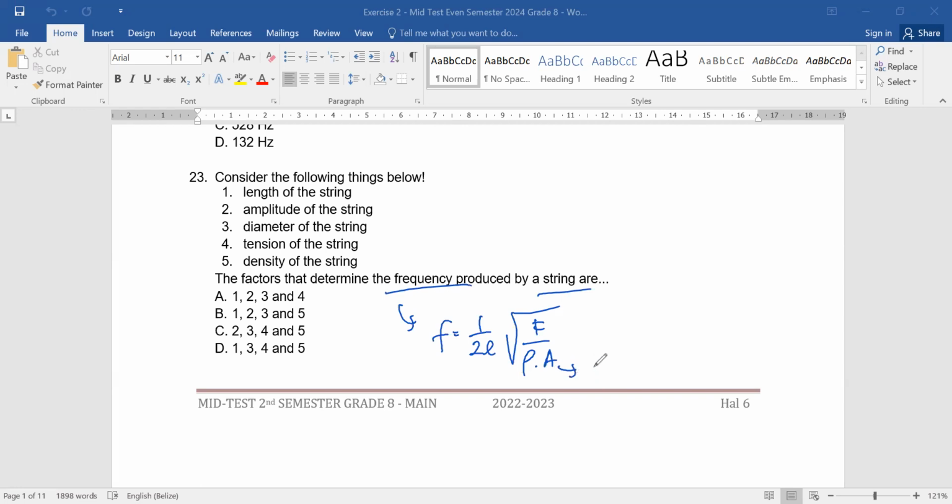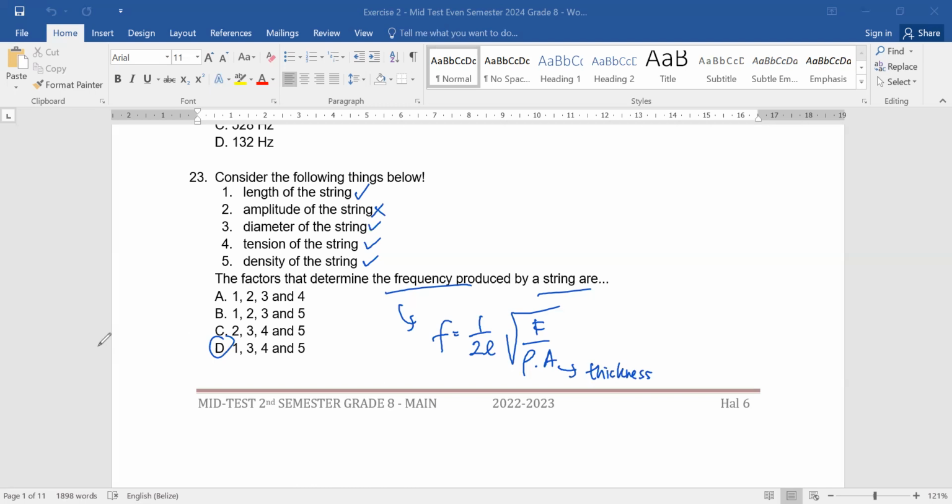The cross-sectional area is of course also related with the diameter. And sometimes people will say this about the thickness. So it's actually the same thing: the thickness, the cross-sectional area, or the diameter. So diameter, yes. The length, yes. The amplitude, what does it mean with the amplitude? It doesn't have a relation with this formula. And the tension, yes. The density also, yes. So everything except amplitude. So we choose D because D doesn't have it. So that's question number 23.